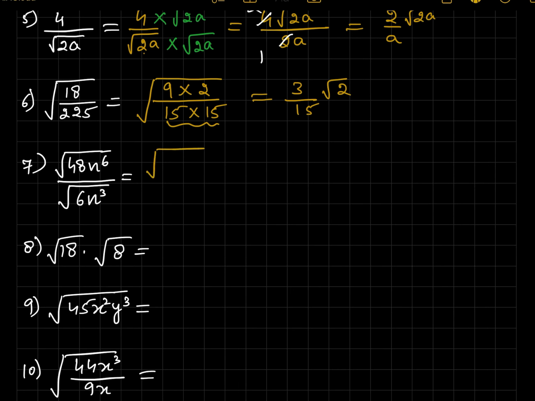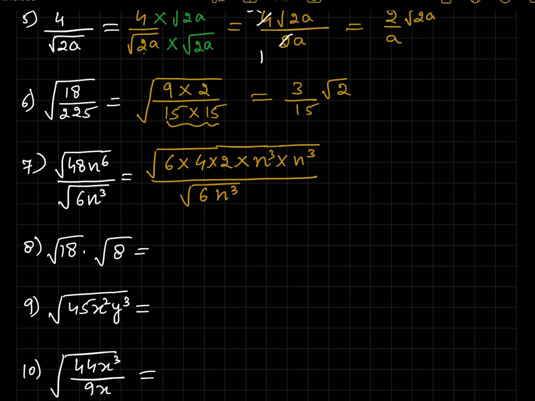Now let us do the next one. 48. We can write it as 6 times 8, and 8 can be written as 4 times 2. And this is n raised to 6. n raised to 6 can be written as n raised to 3 times n raised to 3. Powers get added, right? And then down it is the square root of 6 times n cubed.